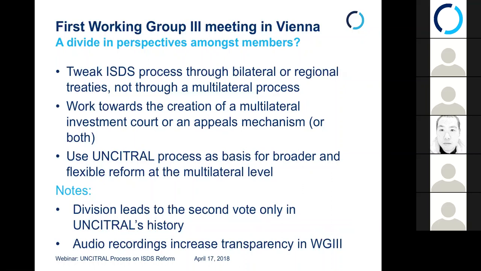The second note I would like to make is that these discussions in Working Group 3 were audio recorded. And this is very different from a previous process that had taken place earlier on the transparency of investor-state dispute settlement, where there was no audio recording and it was impossible to see or hear who was taking what stance. So if you go to these three groups that I mentioned here, we can clearly identify who fits where, and we can come back to that in the discussion if someone wishes.